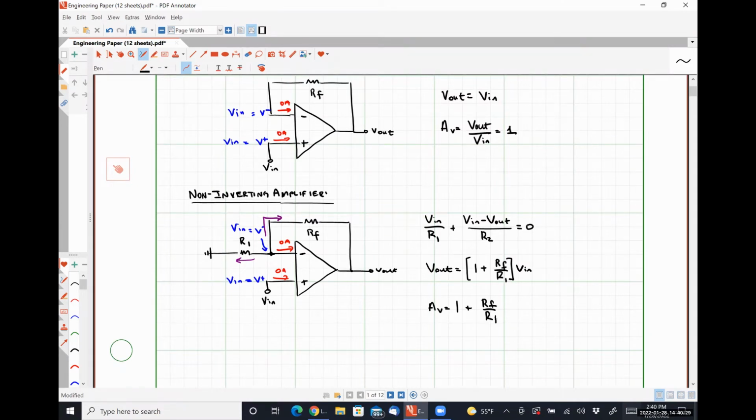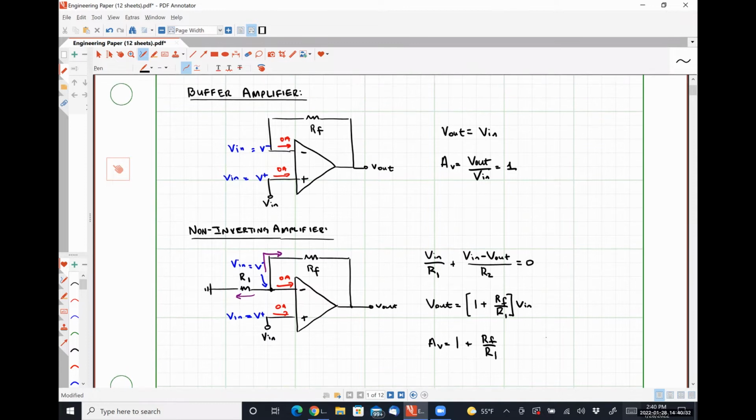So it should be fairly obvious to see that our buffer amplifier at the top is actually just a special case of the general non-inverting amplifier, where R1 is an infinitely large resistor or an open circuit. Okay? We can see from our voltage gain relationship that the non-inverting amplifier only amplifies signals, and the amount of amplification that it provides is dependent simply on the ratio of RF divided by R1.